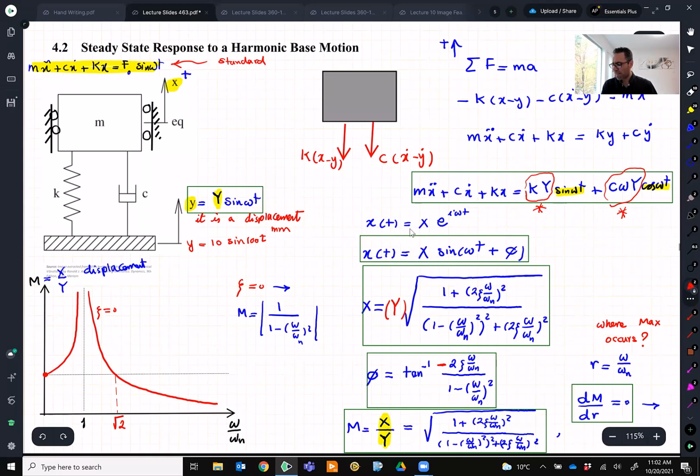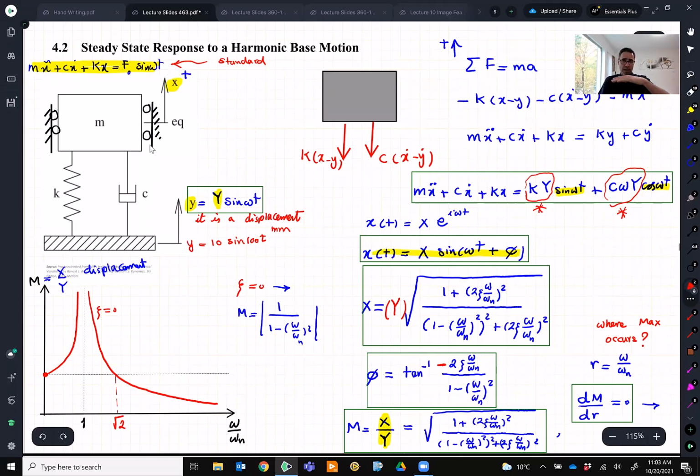Or you can go with x(t) equals X e to the i omega t as a solution, substitute it there, do all the math, and then at the end, you will get x(t) equals X sine omega t plus phi. That's the final answer. So in this final answer, we call X here the magnitude or the amplitude of vibration, and phi the phase of vibration. When we talk about that phase, we said there is a delay. This angle shows that there is a delay between base and mass.